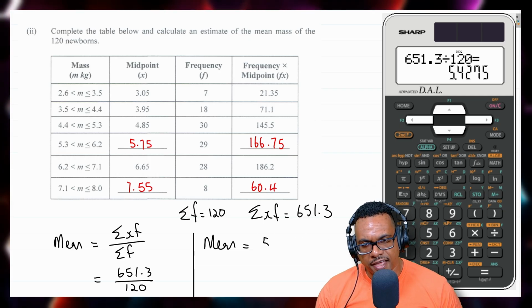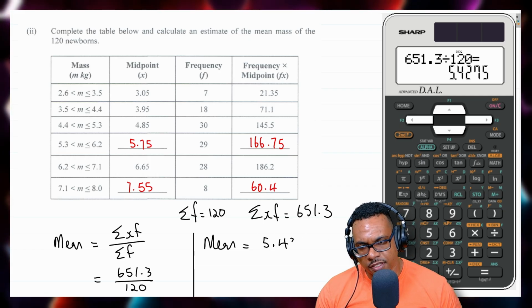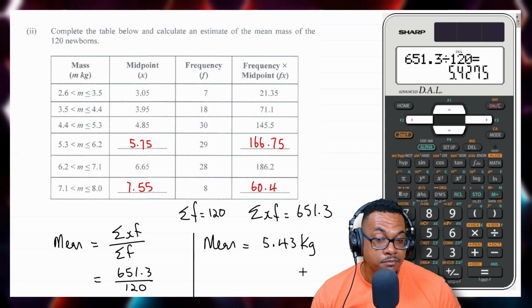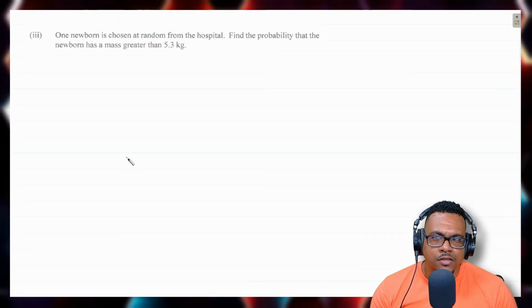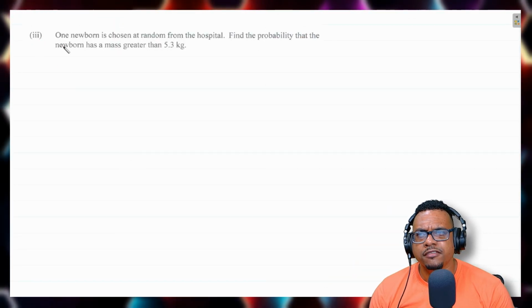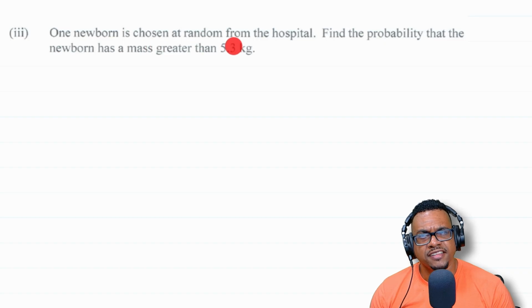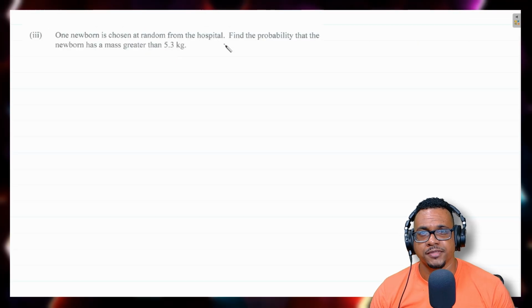So I'm going to write 5.43 kilograms as my mean. So now for part 3 of the question, we have one newborn is chosen at random from the hospital. Find the probability that the newborn has a mass greater than 5.3 kilograms.